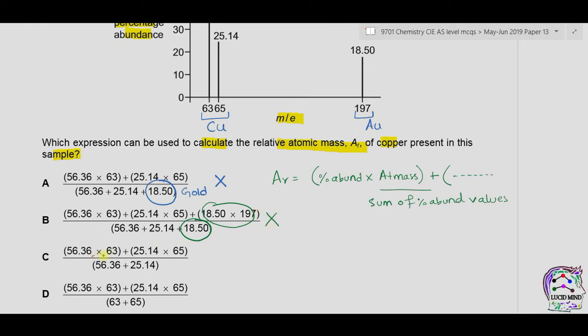In C, they have multiplied the percent abundance with atomic masses of both the isotopes of copper, then divided by the sum of percent abundance value. So C is the correct option. In D, again we can see that they have multiplied percent abundance values with atomic masses of both isotopes of copper divided by the sum of masses, which is wrong. So D is incorrect. Also, by finding out the calculation, we come to conclusion that the value for C is equal to 63.61. Now this is in between 63 and 65, so it means that this value is correct. The answer is therefore C.